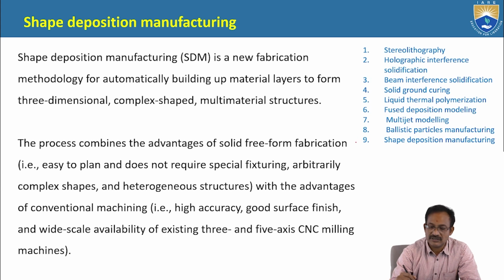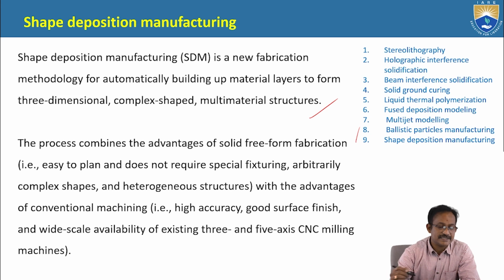Next, last one, shape deposition manufacturing. Shape deposition manufacturing is a new fabrication methodology for automatically building up material layers to form three-dimensional complex shape multi-material structures. The process combines the advantages of solid freeform fabrication, that is SFF. Already we have discussed that in the previous presentation.